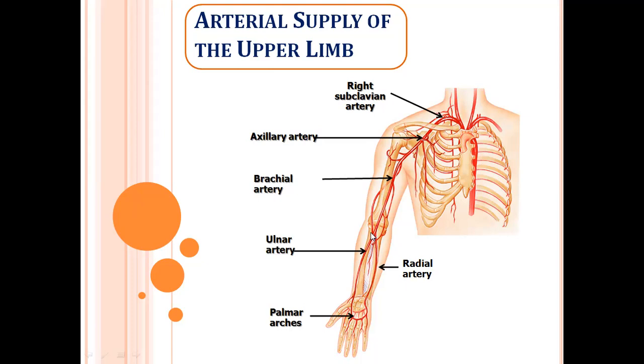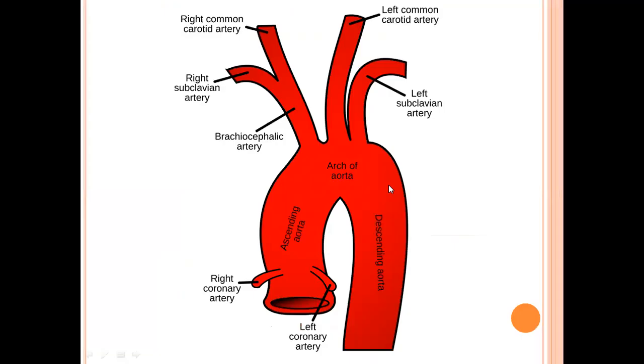Further continuation of the axillary artery, now in the arm, is named the brachial artery. The brachial artery in the cubital fossa, that is in front of the elbow, usually divides into the radial and ulnar arteries. Now, in order to understand, just try to remember: the axillary artery is the continuation of the subclavian artery and it continues as the brachial artery. That means it is named in between the subclavian and brachial arteries.